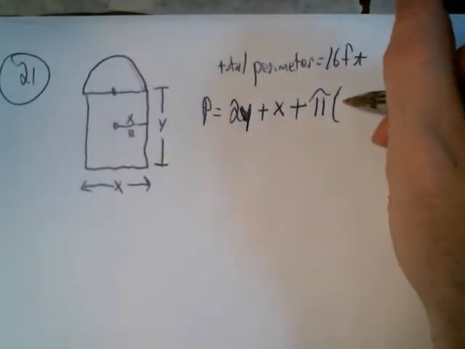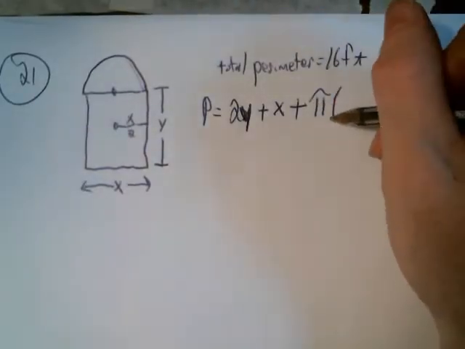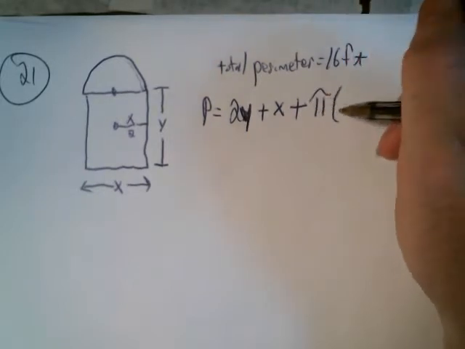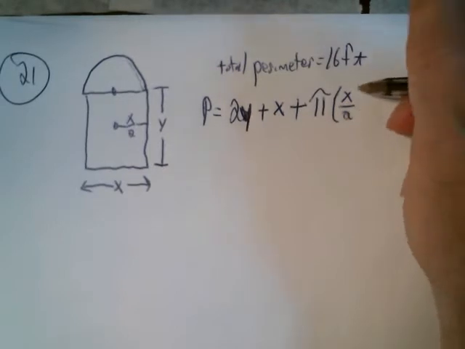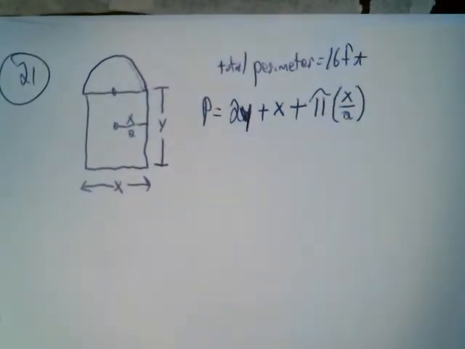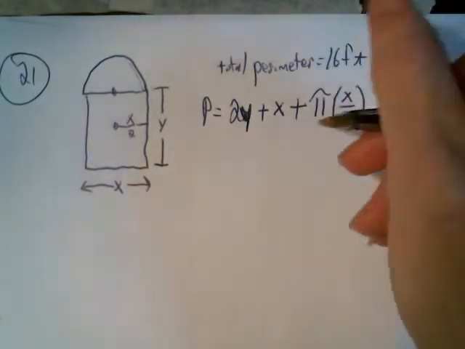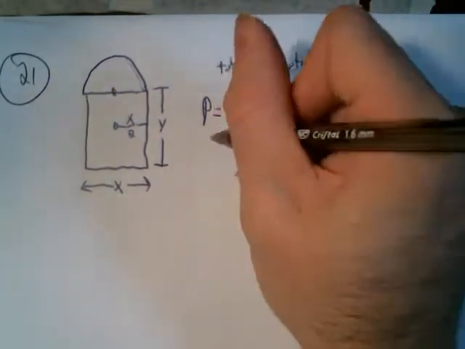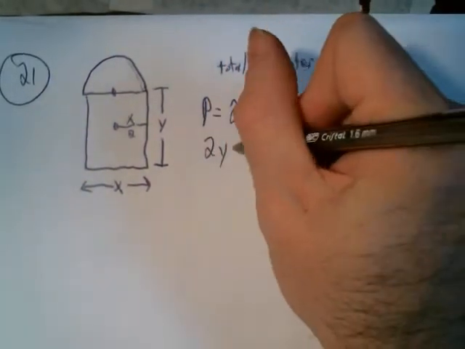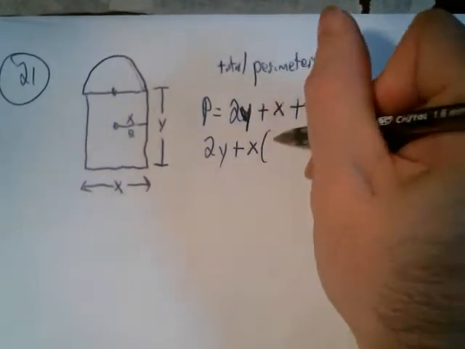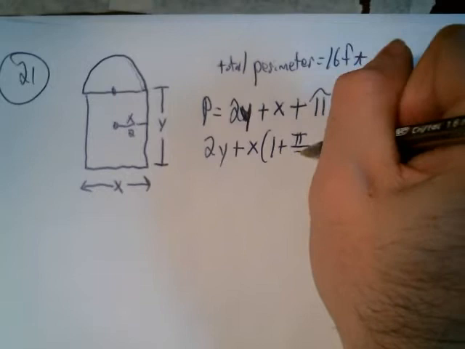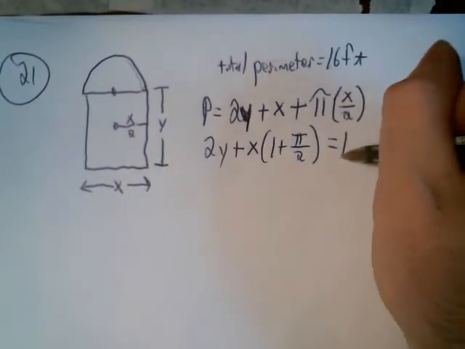So instead of 2 pi r, it's half the circumference. So 2 pi r over 2, so pi r, and r is x over 2. So this is then going to give us the constraint formula: 2y plus x times 1 plus pi over 2 equals 16.